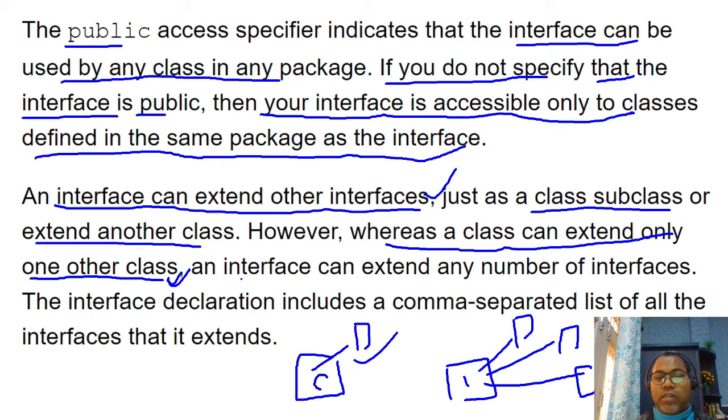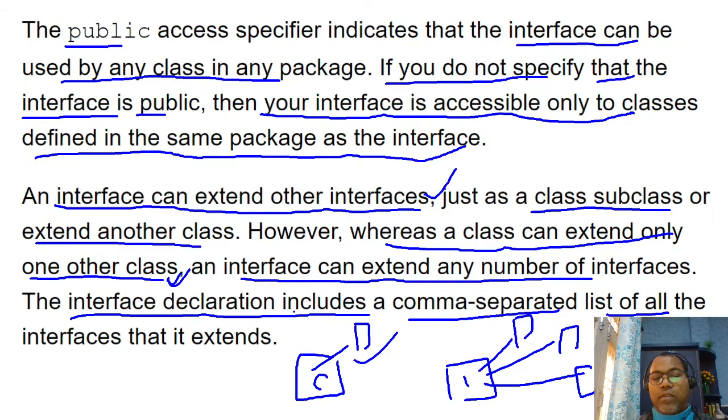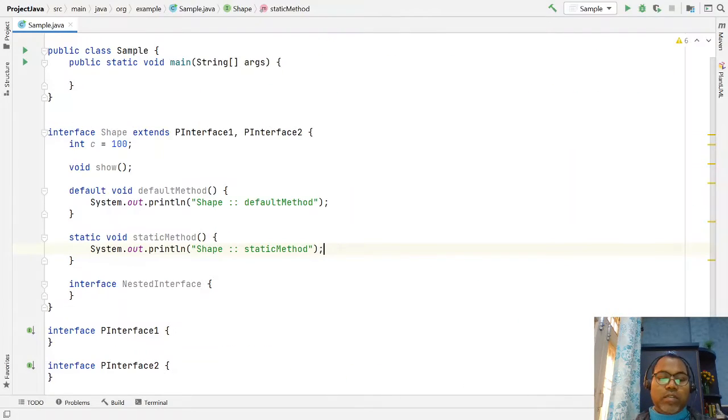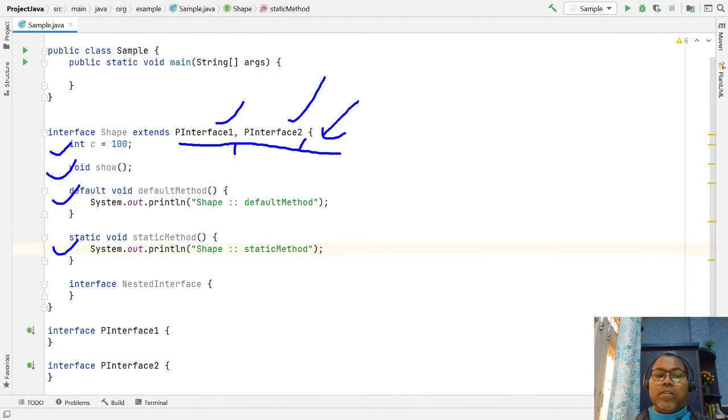So an interface can extend any number of interfaces. The interface declaration includes a comma separated list of all the interfaces: this is our interface one, comma, interface two, comma, interface three. So your interface can extend multiple interfaces, can define constants, method signatures, default methods, a static method, and can define another interface, a nested interface.